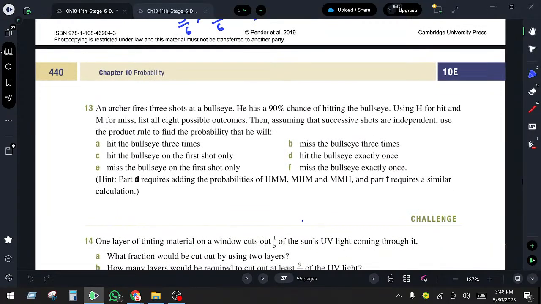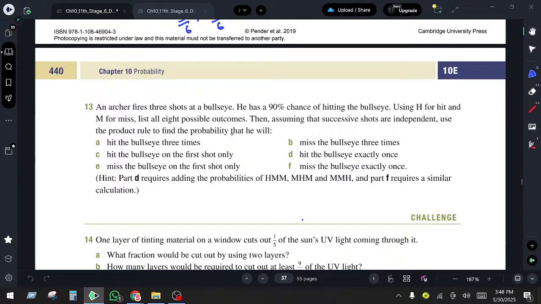An archer fires 3 shots at a bull's eye. He has a 90% chance of hitting the bull's eye. Using H for hit and M for miss, list the 8 possible outcomes. He has 3 shots, each a hit or a miss. List all 8 possibilities.